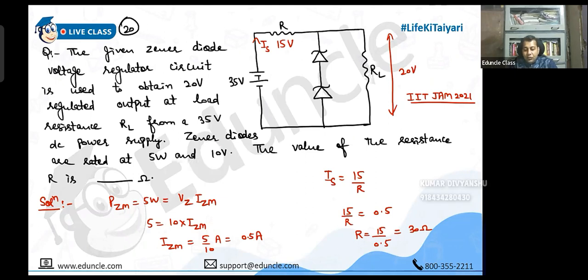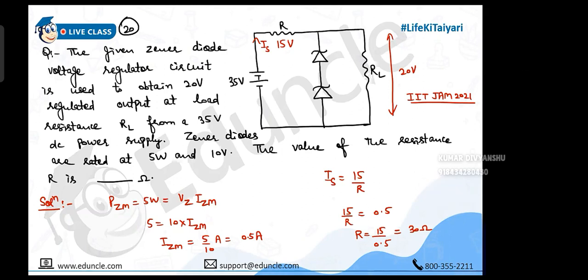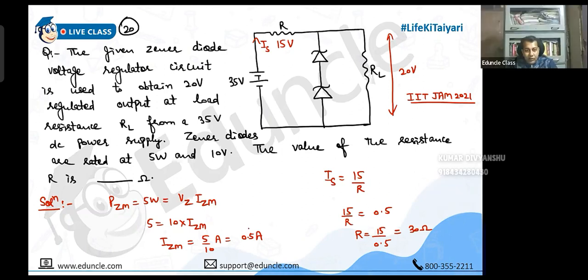In one of the previous questions, you might have noticed that I have taken IZ max to be equal to IS. That's what I've done here also. I got the value of IZ max and IS, and then I equated them to get the value of R. This factor will be greater than or equal to that, so R will be less than or equal to 30 ohm. This is the max value actually. Clear? Clear to all? Yes, sir.